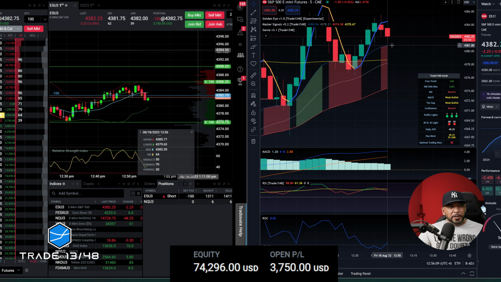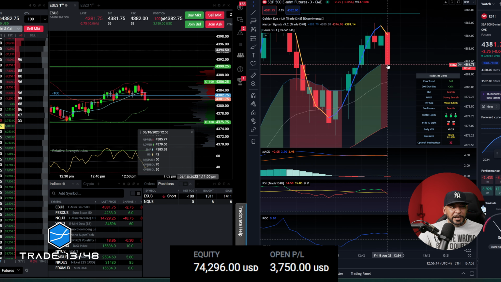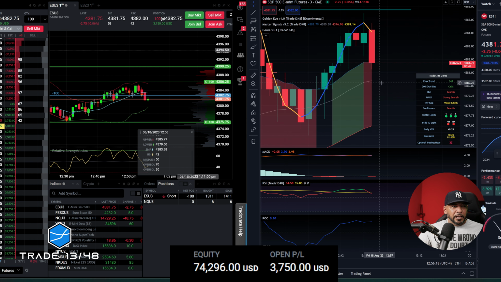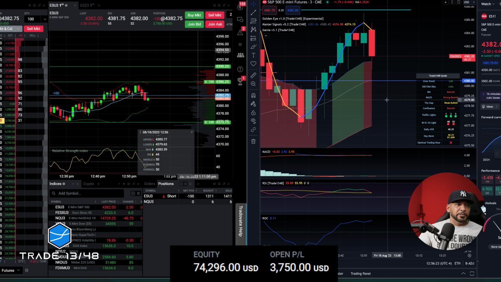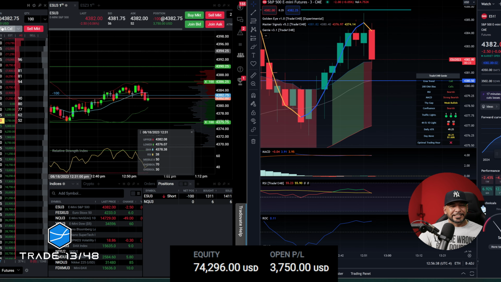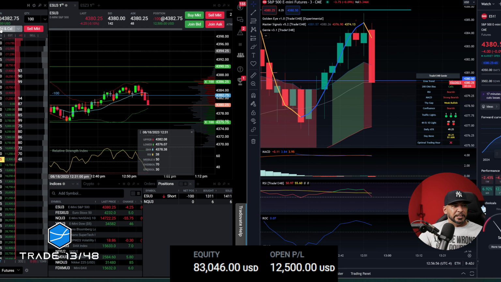Now I have to be mindful of this 13 level here on the 5. We're right at the 13 level on the 3, actually breaking it right now. I'm also going to pay attention to the 24 level right here. Let me draw this out for you. And this is definitely a game of patience. We're up 5,000, 6,000, 7,000, 8,000, 10,000, 11,000, 12,000, 13.